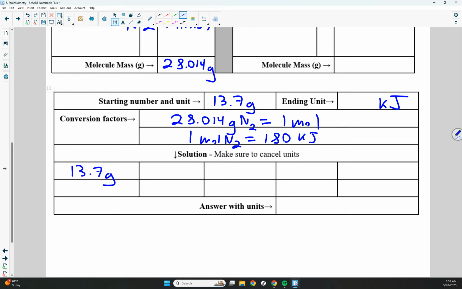All right, now we plug everything in, 13.7 grams of N2. We don't need to write N2 because this is all about nitrogen. And my mass of N2 per mole is 28.014 grams. And for every 1 mole of N2, I get 180 kilojoules absorbed. So then I times on top, 13.7 times 180. Then I divide down, so divided by 28.014, I hit enter, and I get 88 kilojoules of energy absorbed for every 13.7 grams of nitrogen.